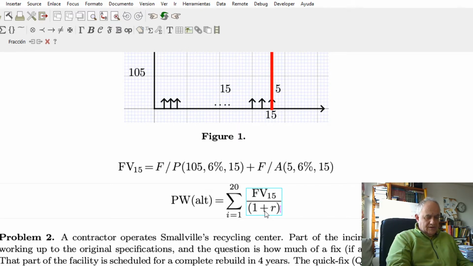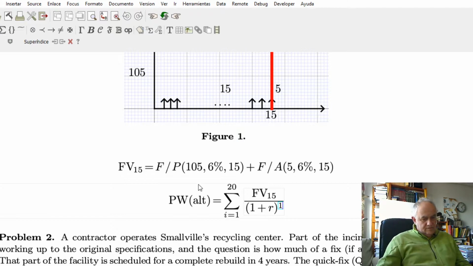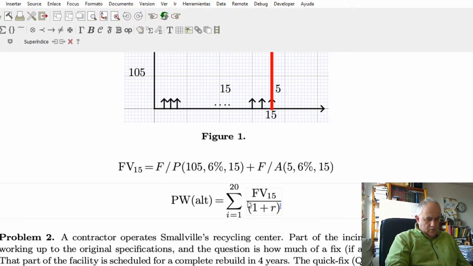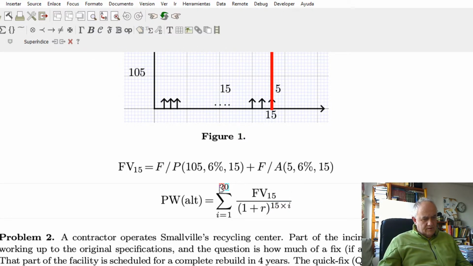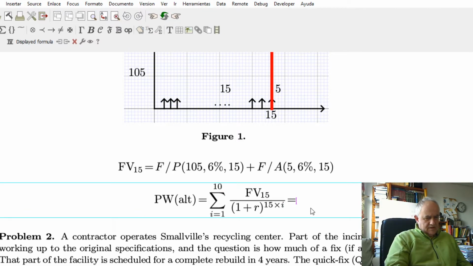It's 10, sorry, it is 15 times y. There's a mistake here, it's not 20 but 10. Okay, so this can be computed as a geometric progression.